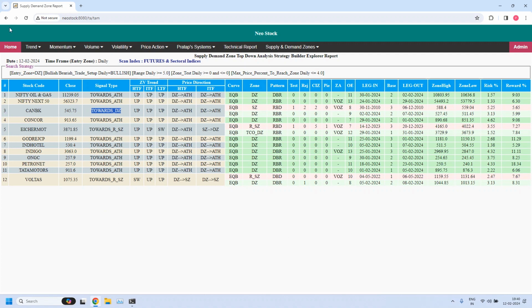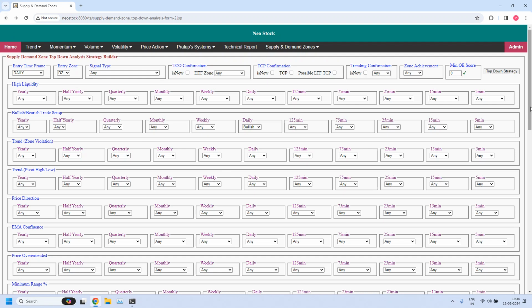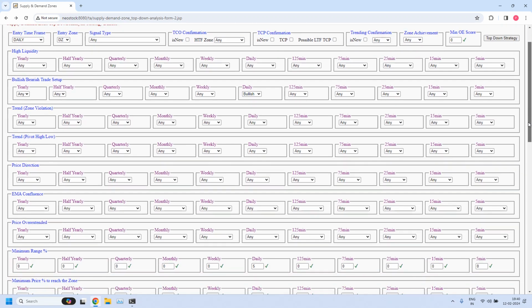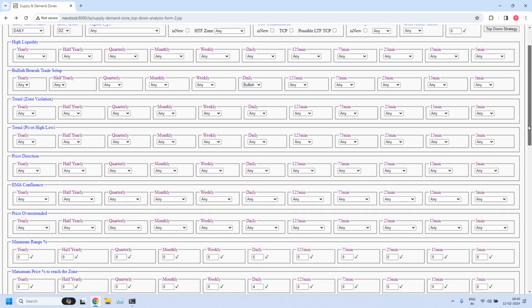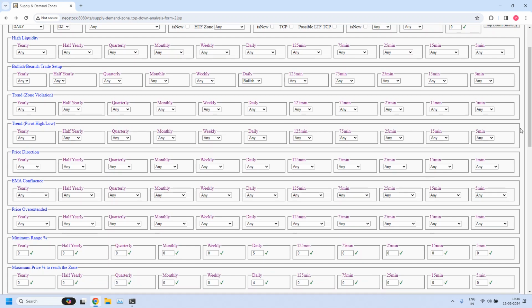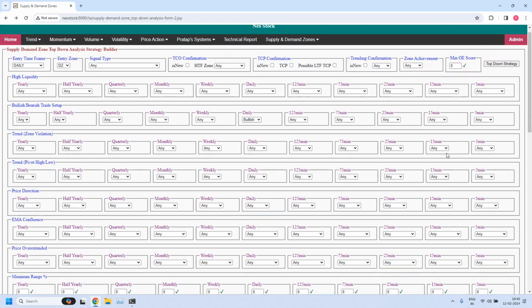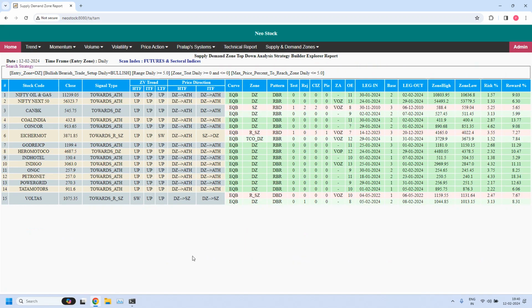The last report we generate is within the 5% level. Why are we limiting to 5%? Because the minimum reward we are expecting is 5%, so we don't want stocks beyond that. In total, 15 stocks are filtered in this list. Out of 15, 2 are indices, Nifty Oil and Gas and Nifty Next 50. So that means you have only 13 stocks.